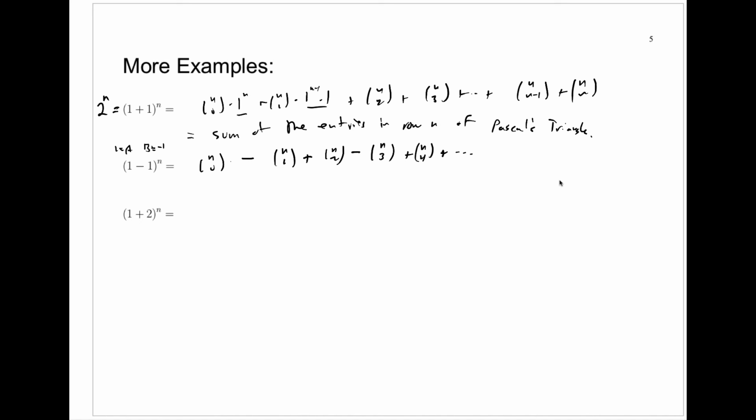nth row of Pascal's triangle. The last term I'll write is plus or minus n choose n, which is just the 1 there. I say plus or minus because if n is odd, that'll be a minus sign that you end with. If n is even, you'll end with a plus sign.